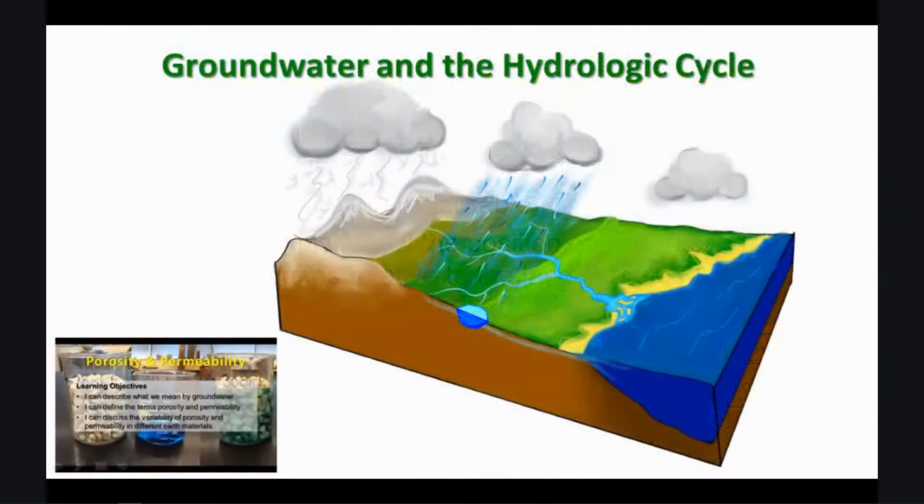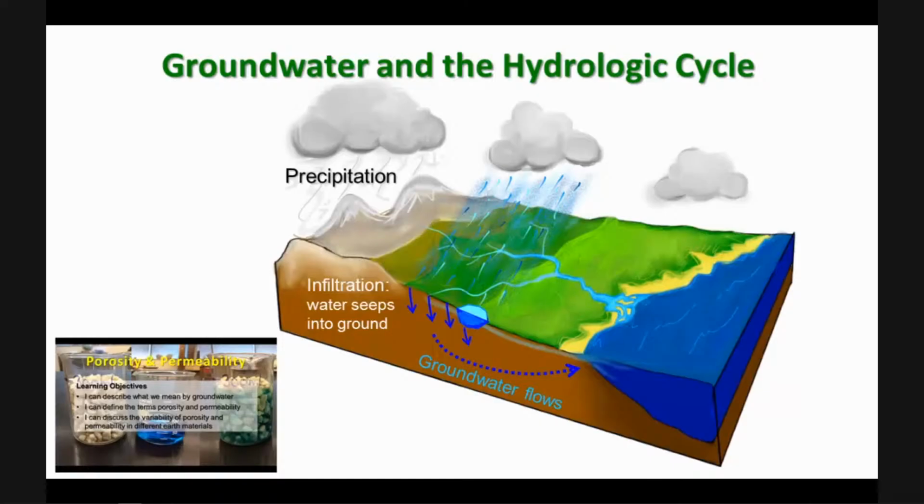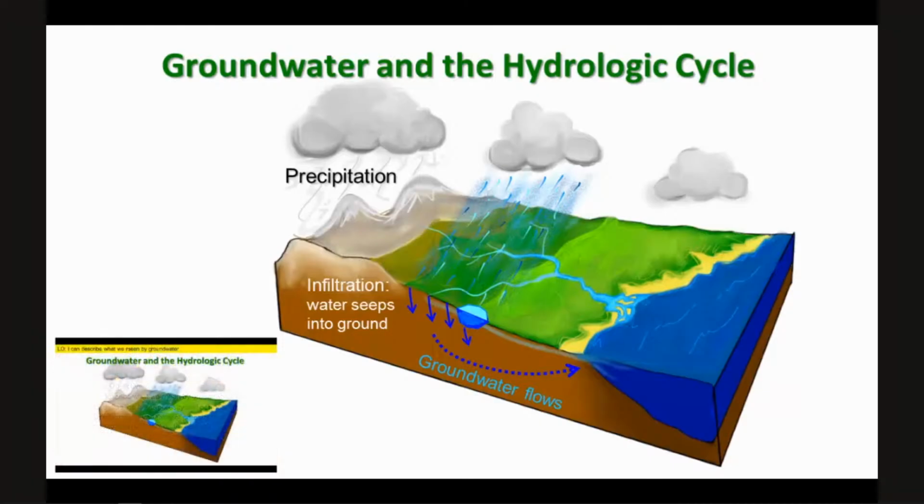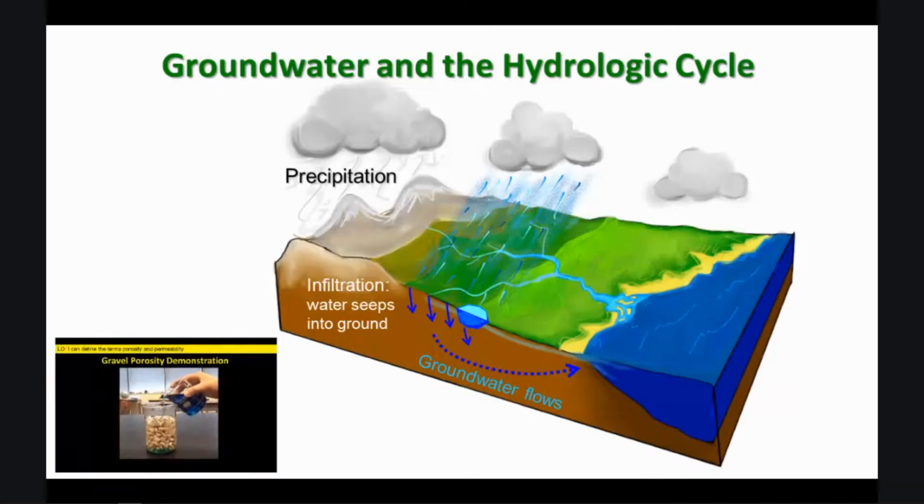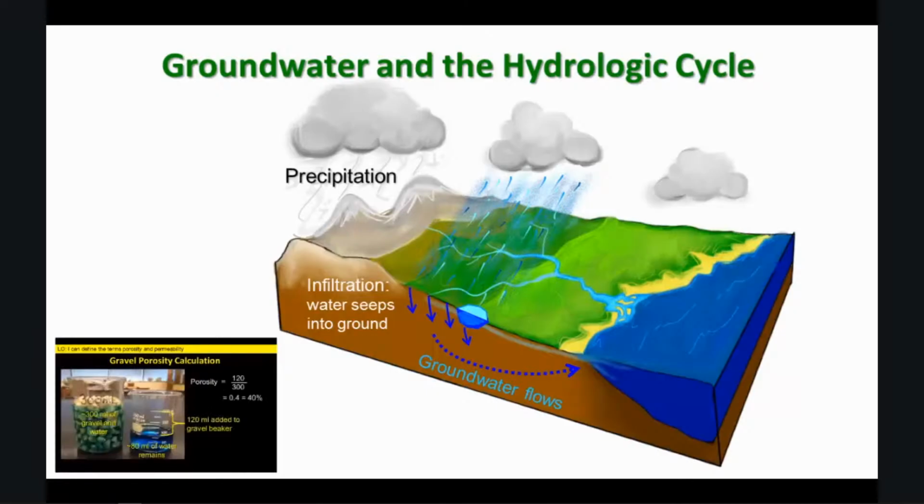Water on the land surface may infiltrate through the soil and into the sediment and rock below. This is groundwater. This water is moving slowly downslope, eventually returning to the ocean to complete the hydrologic cycle. For more about the hydrologic cycle, see our video on porosity and permeability.